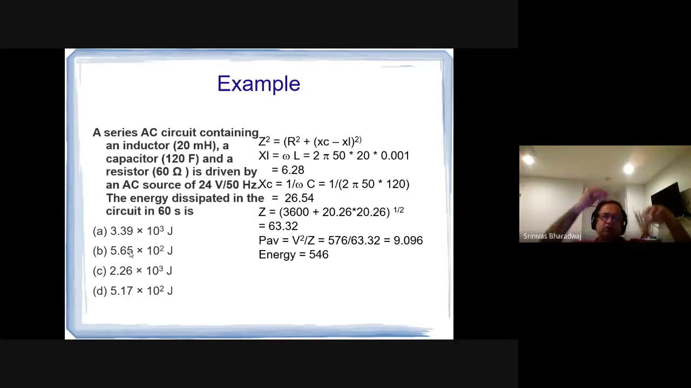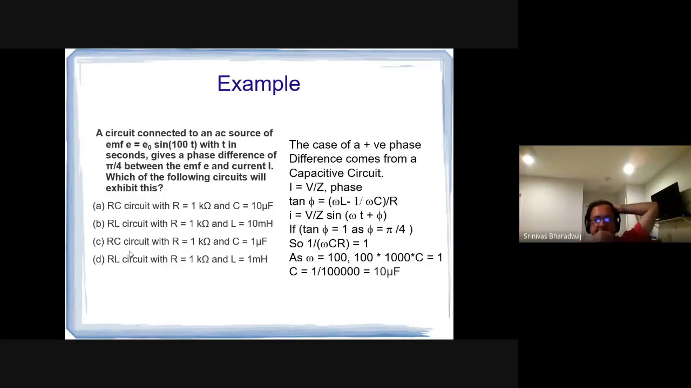Then you do V square by Z. When you do V square by Z, you will end up with energy. So that's how this whole thing works. Now the case of a positive phase difference: you have a circuit connected to an AC source EMF with T in seconds, which gives a phase difference of pi by 4 between the EMF and current. So the following circuits will exhibit this.